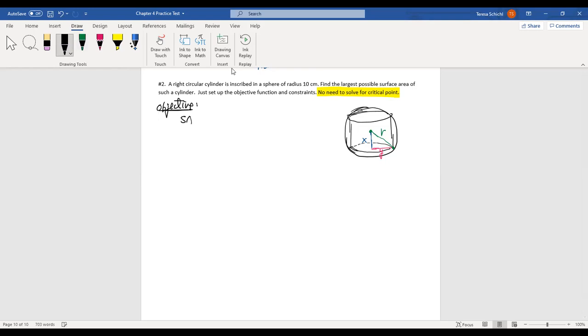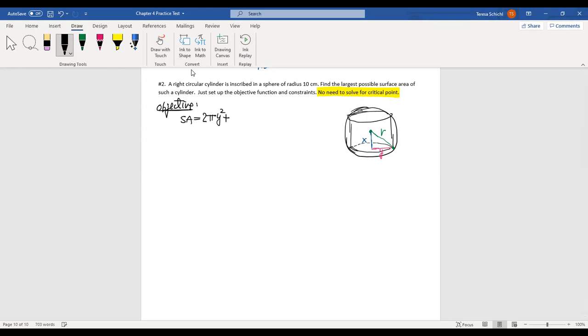So let's say the surface area. What is the surface area here? Surface area is pi r squared, right? The two bases here. I have two bases, the top one and the bottom one, pi r squared. So it's pi y squared, right? How many do I have? I have two of them.